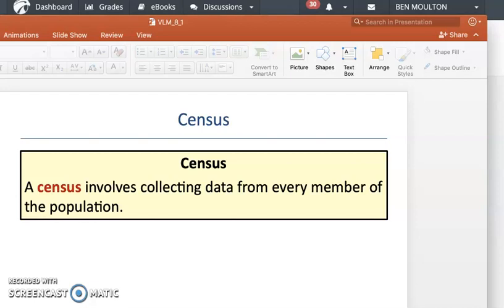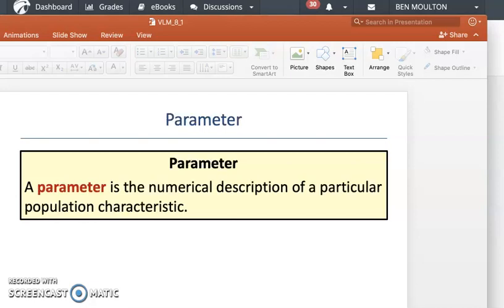I like looking at censuses or censi, whatever the plural is for census, because they can be some pretty cool information. They usually collect those every 10 years. Next up, there's a parameter, and that is the numerical description of a particular population characteristic, and that's going to be a value we're going to use a lot. We're going to look at population parameters.